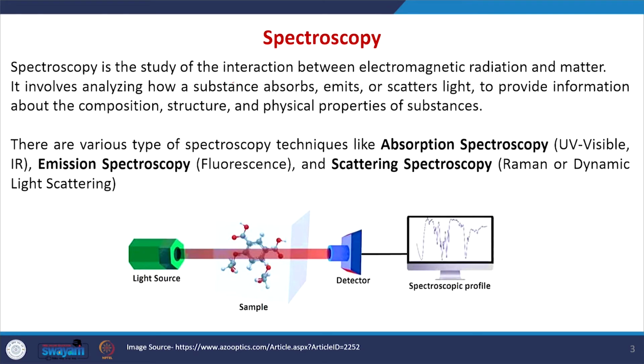Let us see what is spectroscopy. Spectroscopy is the study of the interaction between electromagnetic radiation and matter. It involves analyzing how a substance absorbs, emits, or scatters light to provide information about the composition, structure, and physical properties of substances. There are various types of spectroscopic techniques like absorption spectroscopy, emission spectroscopy, and scattering spectroscopy. In today's lecture, we are going to learn about UV visible spectroscopy and fluorescence spectroscopy in detail.